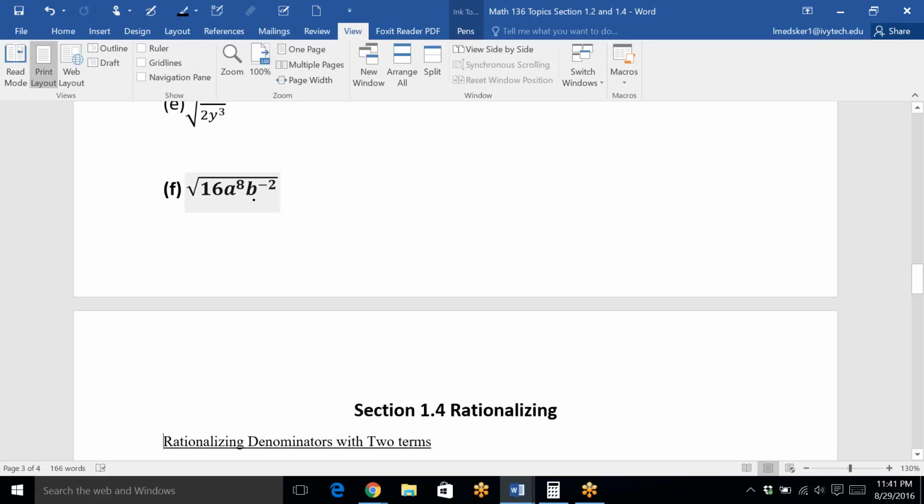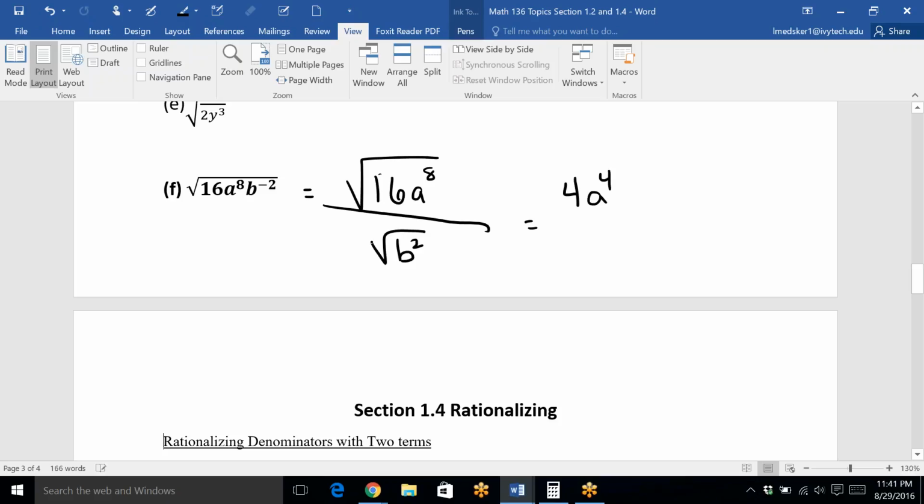So f is, I would worry about that negative exponent first. I would rewrite this as a 16 and an a to the 8th on top and a square root of b squared on the bottom. Square root of 16 is 4. 2 goes into 8 exactly 4 times, and square root of b squared is just b. So that's how that one works out.